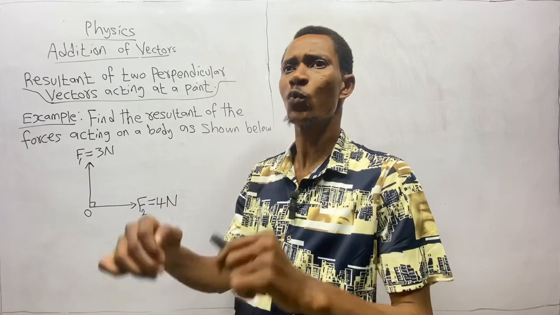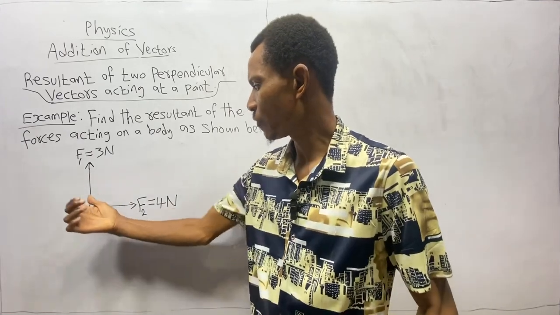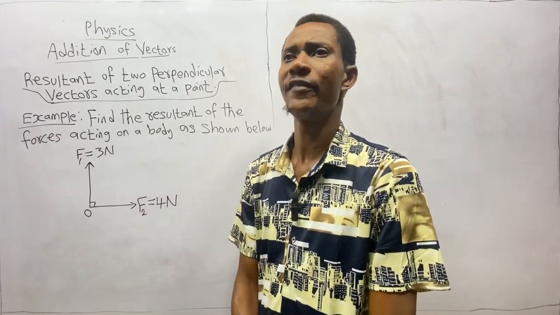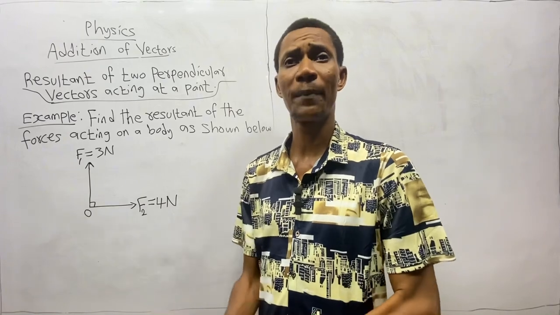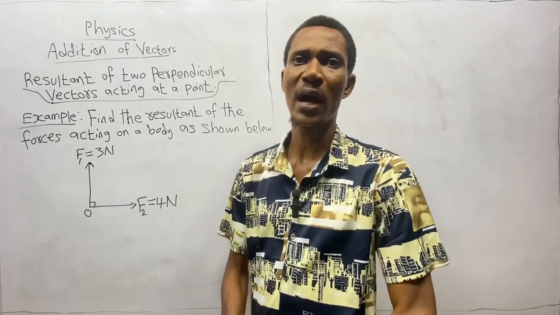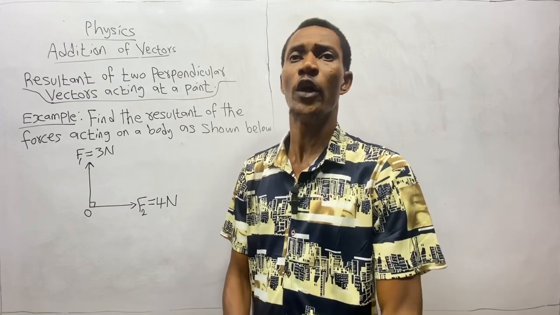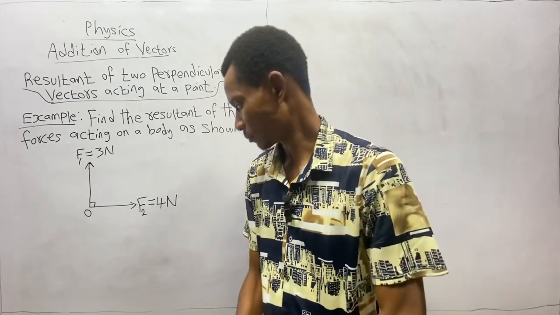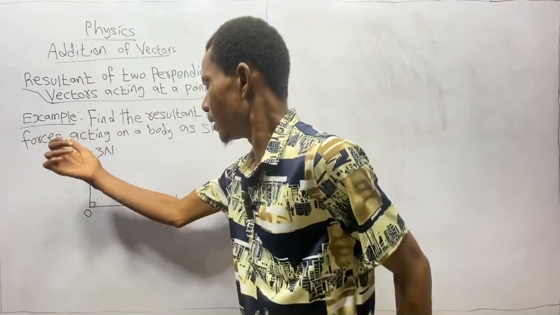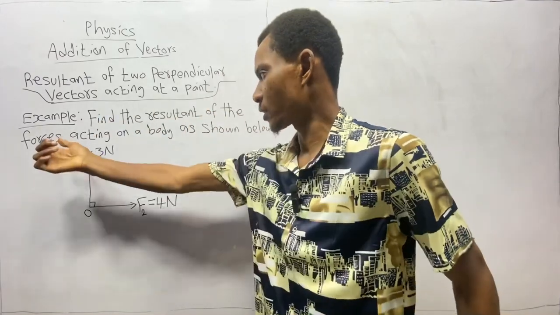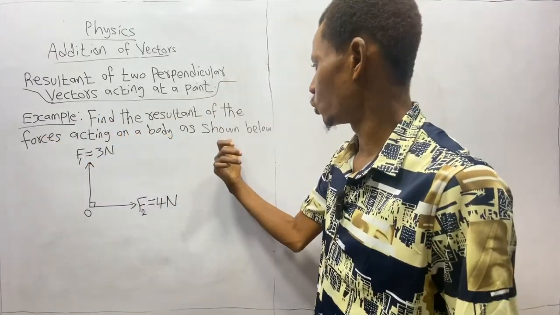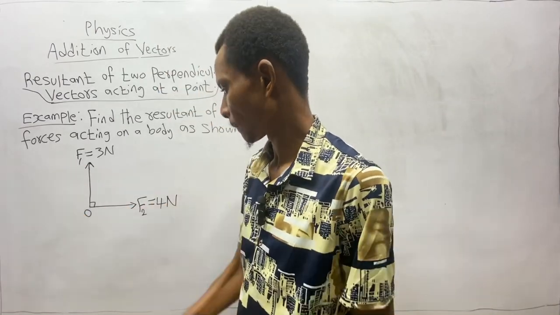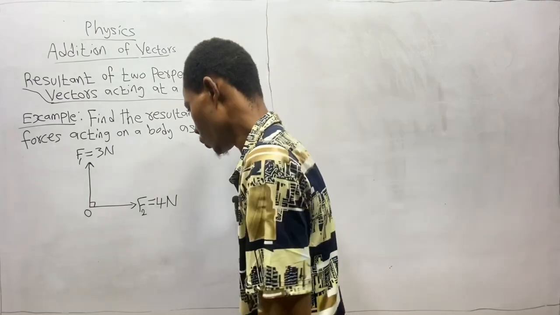Now the question is, how do we find the resultant of two vectors that are perpendicular to each other? In finding the resultant of two vectors that are perpendicular to each other, we use Pythagoras theorem and trigonometric ratio. The question is, how do we go about it? So look up. So let's take this question. It says, find the resultant of the forces acting on a body as shown below. These are the two forces acting on this body O. So how do we find the resultant? Solution.